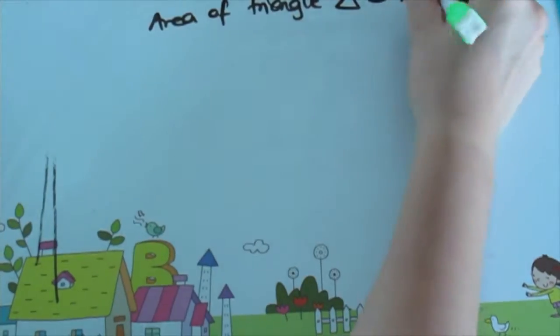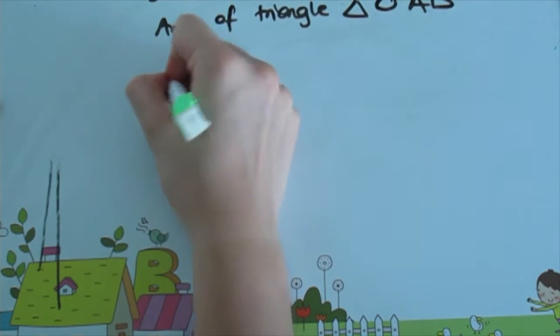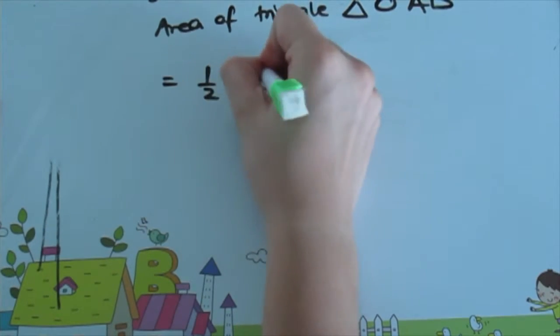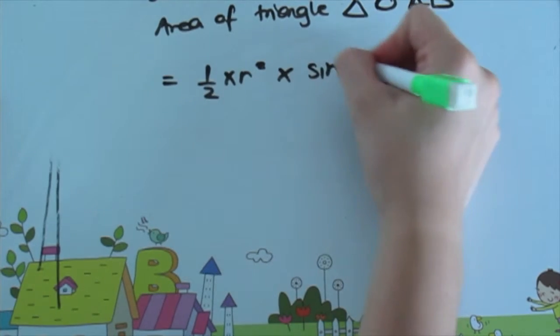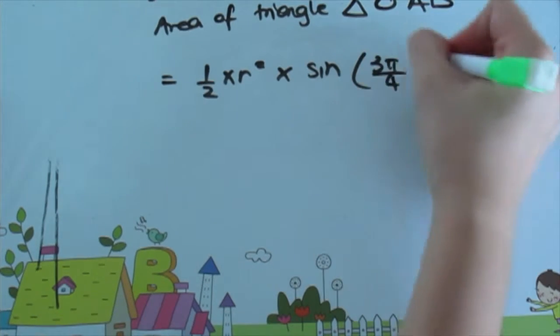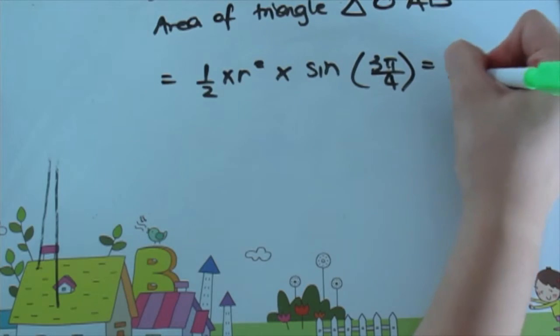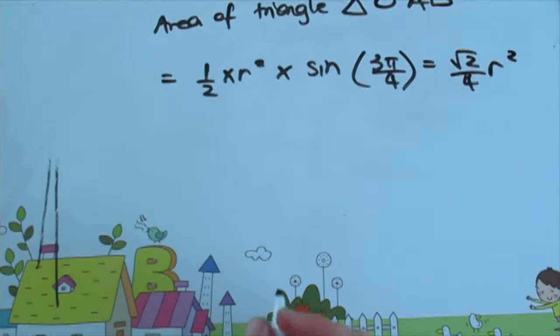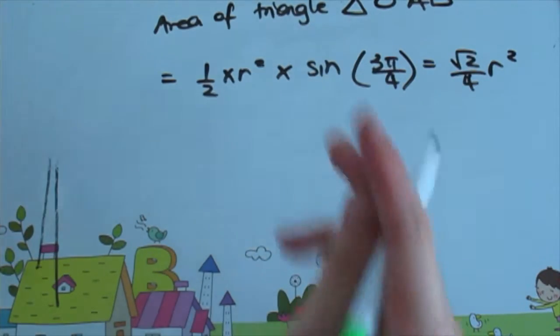Next, for the area of the triangle OAB, what we have to do first is to use the equation 1/2 times r squared times sine 3 pi over 4. And this is the generic area of a triangle equation that we can use, which gives us √2/4 r squared.